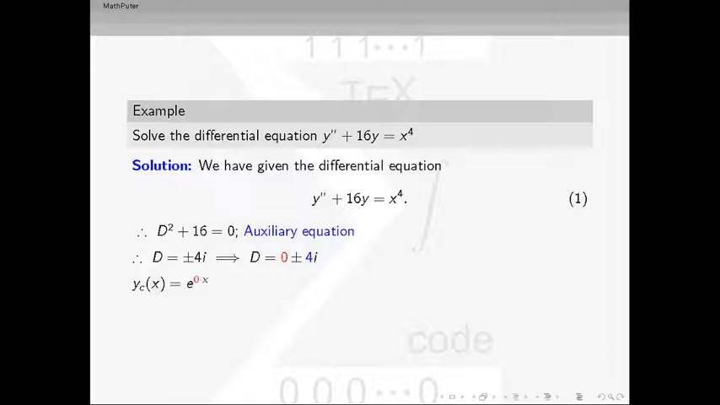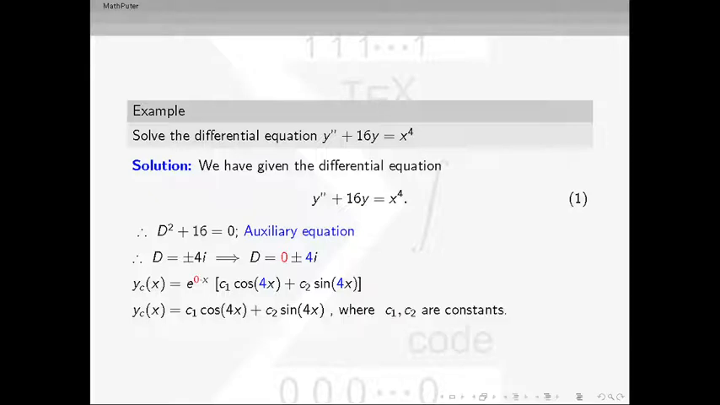The real part becomes the power of the exponential, which is e raised to 0x. Then we have cos 4x plus sine 4x, since the imaginary part is 4, and then we multiply by the constants c1 and c2. So the complementary solution is c1 cos 4x plus c2 sine 4x, where c1 and c2 are constant quantities. Now let us go for the particular integral.